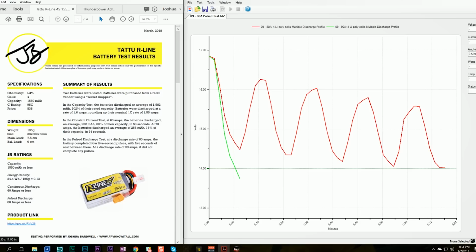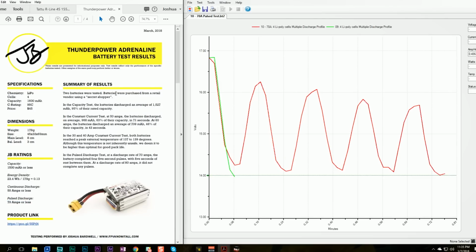of 5 second discharge. So we can see right here, this red line is the 80 amp discharge for the Tattu R-Line, and we can see it did 1, 2, 3 discharges and did not fall below the threshold of 14 volts. In fact, it did 4. Whereas at 90 amps, the green line, it didn't even complete 1, it was done. So in terms of pulsed discharge, I call this an 80 amp battery.